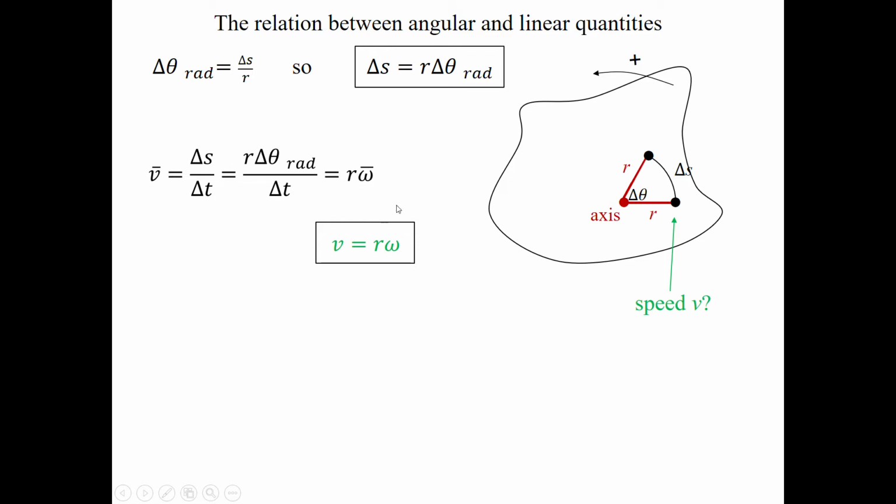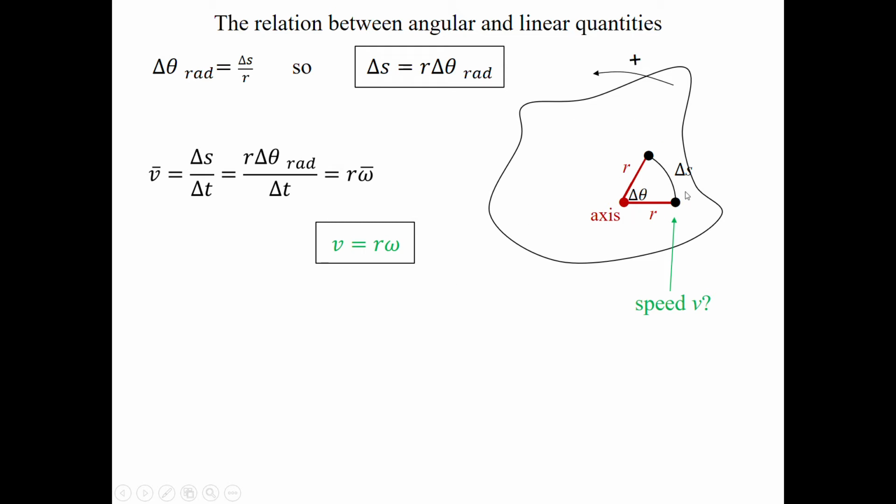We're left with the average omega. So that tells me a relationship between the average speed and the average angular velocity over a certain period of time. Of course, we can take that period of time to be really small, and that would give us the similar relationship between the instantaneous speed and the instantaneous angular rate. So v equals r omega. If you know how big omega is, then your v depends on r, right?